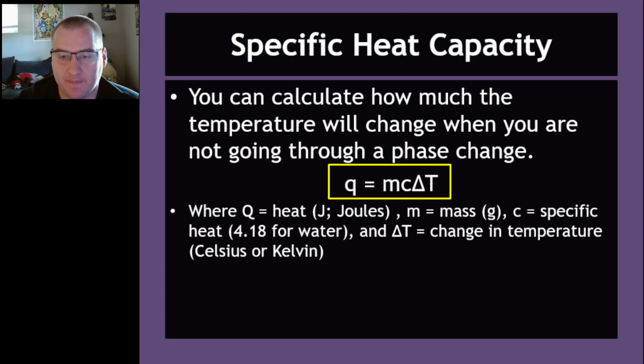All of our variables here. Q is heat. Q will always be heat. M is mass, makes sense. C is that new constant, specific heat. It's 4.18 for water, but different substances have different specific heats. And change in temperature is how much the temperature changes by. So it's final temperature minus initial temperature. It can be in Celsius or Kelvin. Either way is fine. Not in Fahrenheit, though.